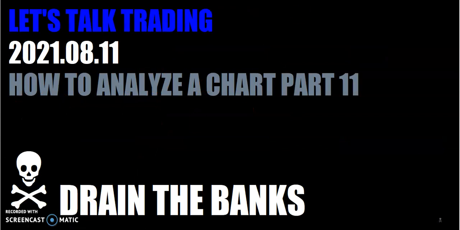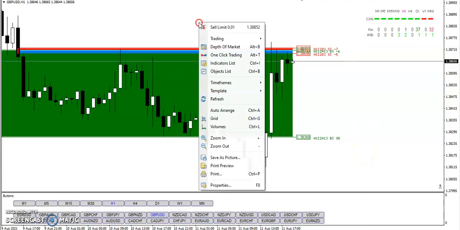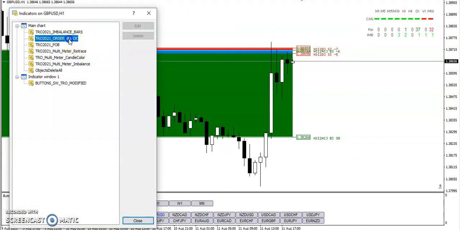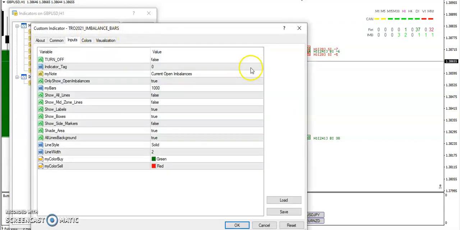I had another viewer ask me to go in depth on order blocks and imbalances. So, earlier this year, I guess at the beginning of the year, I wrote some order block indicators and some imbalance indicators. Now, the first thing is we have to define our terms.